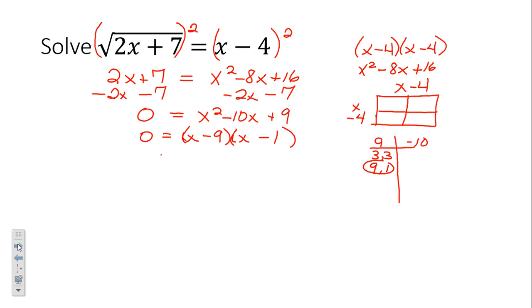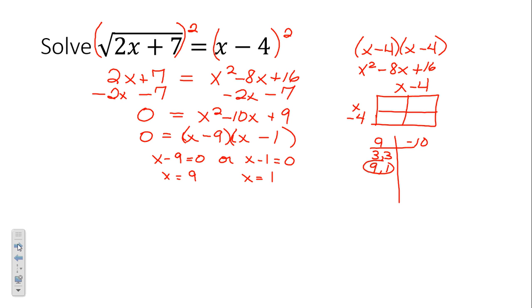Set them both equal to 0. X minus 9 equals 0, or x minus 1 equals 0. What makes the left side 0? Positive 9. What makes the right equation equal to 0? Positive 1. Now we check one more time to make sure we didn't introduce extraneous zeros.